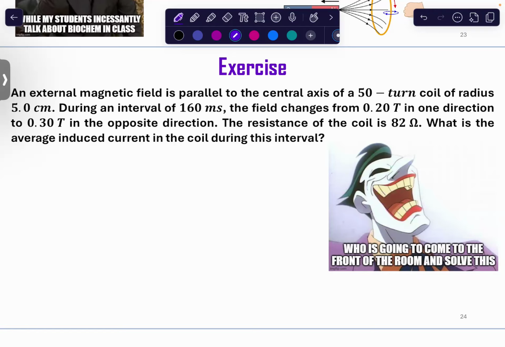Okay, so my first question is how do I relate voltage to current? Voltage to current involving resistance. How do I relate voltage to current where I include resistance? There you go.